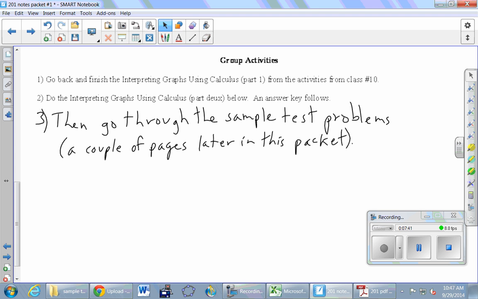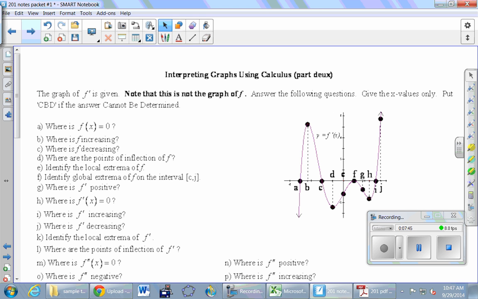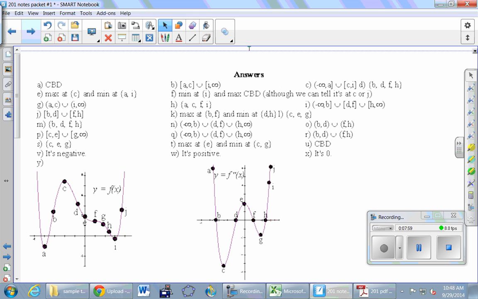Next thing, there's a part 2 of this activity, which is on the very next page. The graph will look awfully familiar to you, but now the graph is not f of x, the graph is now f prime of x. Okay, so the questions, even though they look quite similar, will have radically different answers from before. There is an answer key to this thing on the very next page.